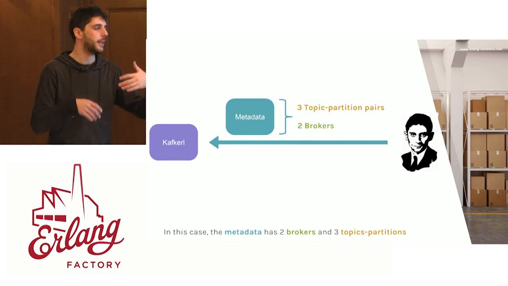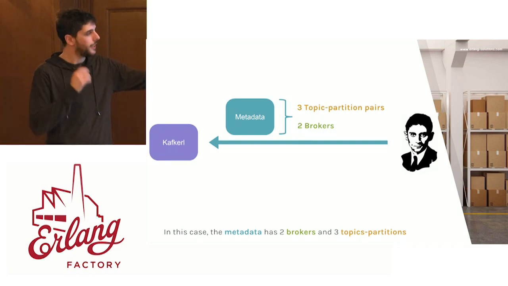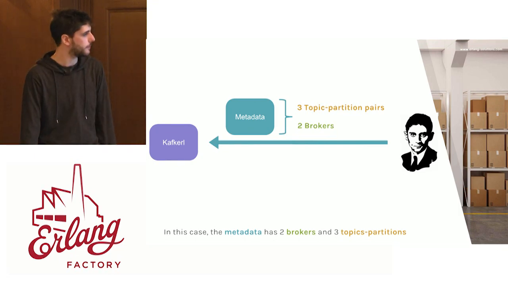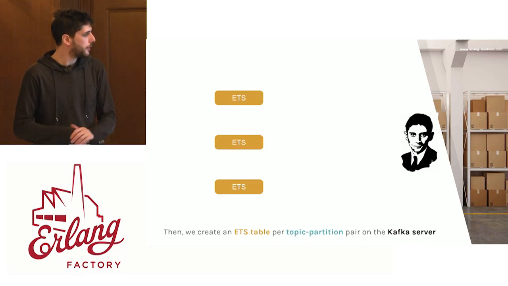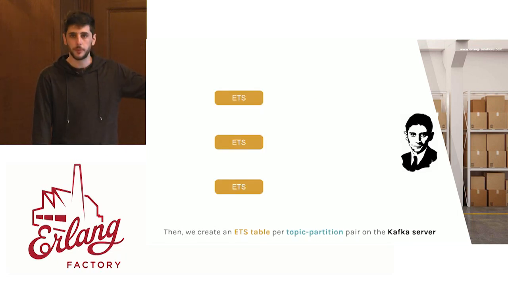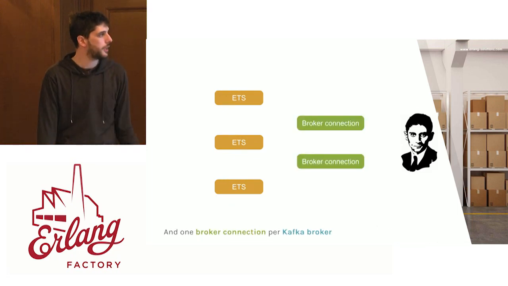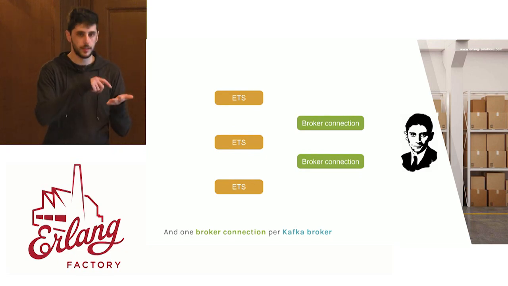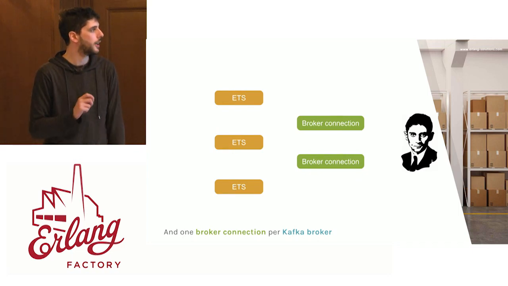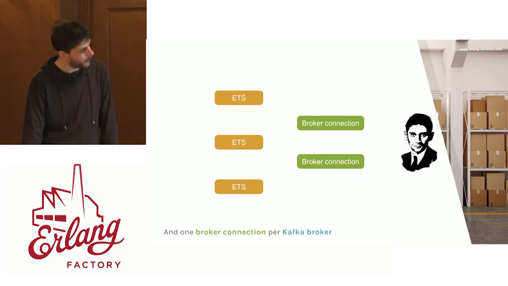Also, there is a mapping, though it's implied, of which brokers handle which partitions and topics. So first of all, we create one ETS table for each topic partition. In this case, we have 3 because that's what fits in the slides, but we have a few dozen on the production server. And we also create a broker connection, which is a process, for each broker on Kafka. That just has a TCP connection and does very small pieces of logic regarding when to talk to Kafka.